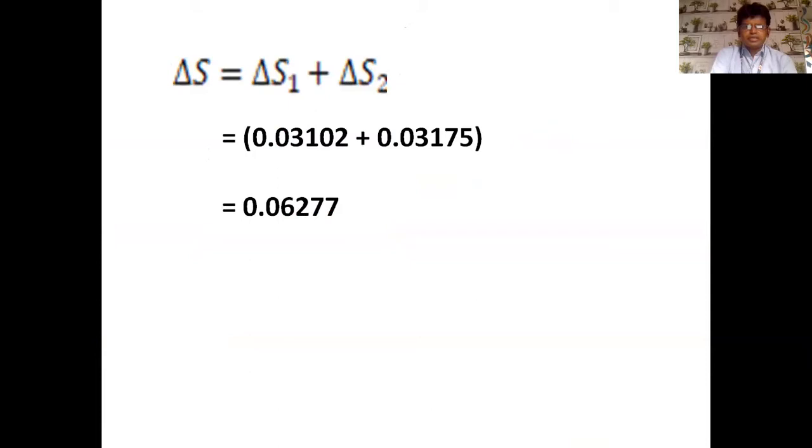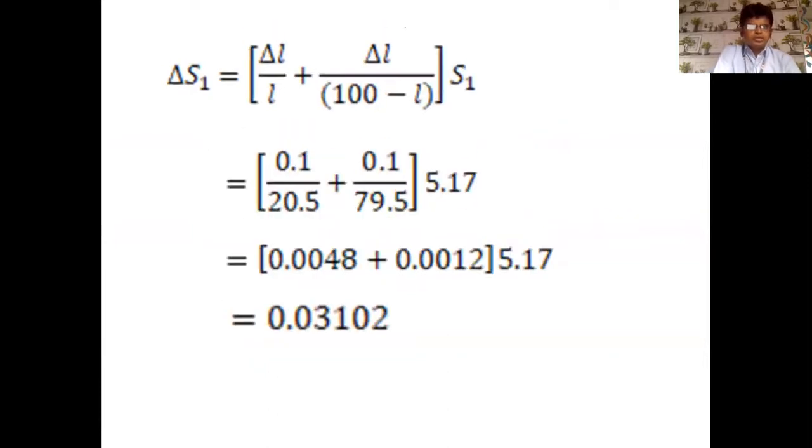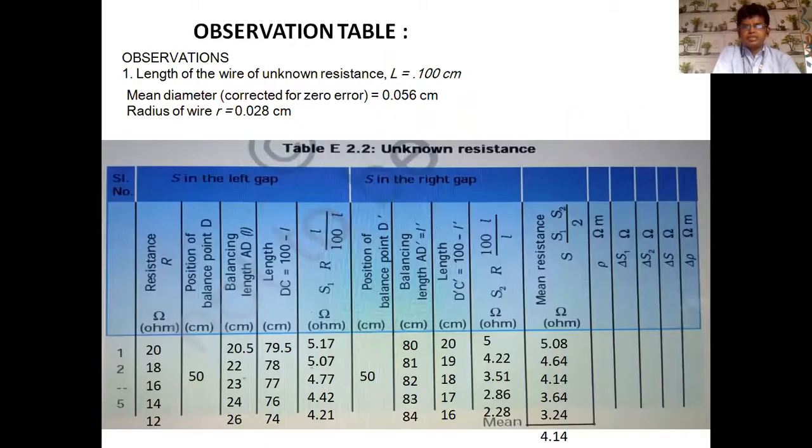As per delta S1, we have 0.03102 plus delta S2, which is 0.03175. So finally we get the answer 0.06277. Then the remaining calculation, you try yourself.